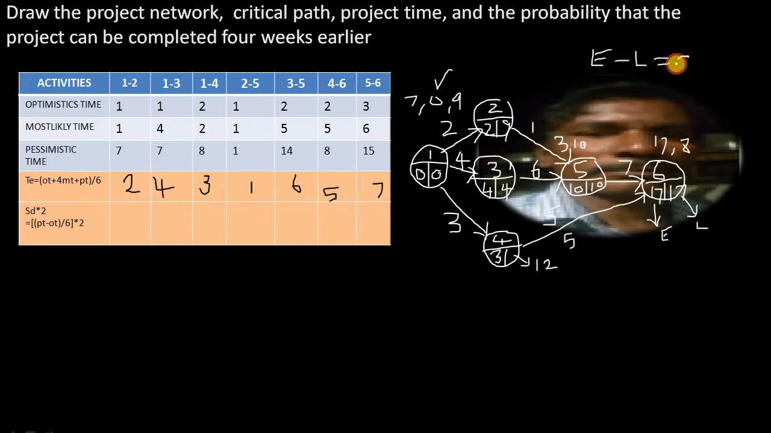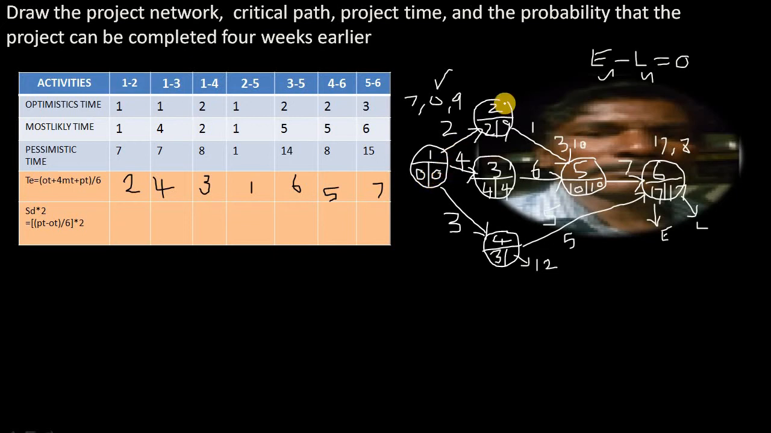So such an event we have to find out. The difference between earliest time and the latest time must be equal to 0. Such an event we have to find out from the network. Now I am taking the first event where the earliest time is 0, the latest time is 0. So 0 minus 0, 0.